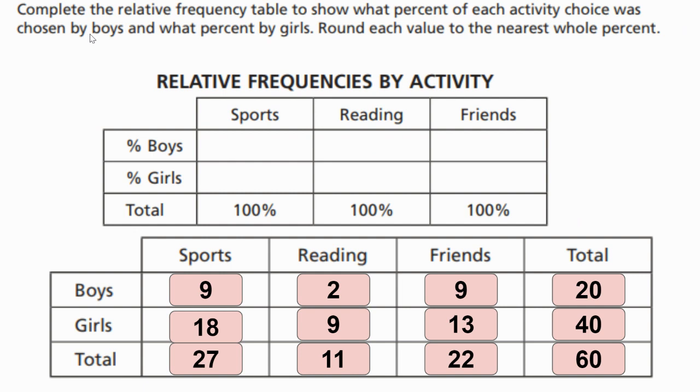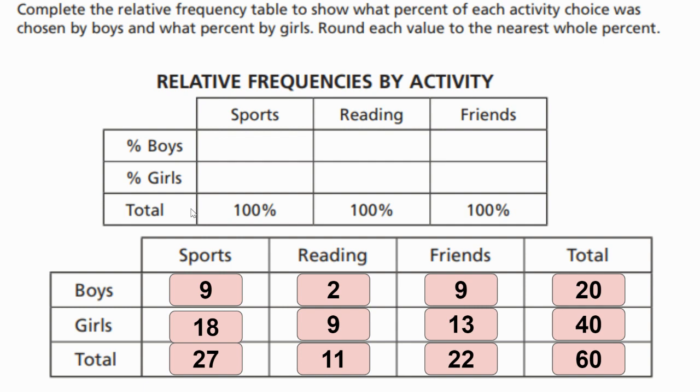Now we're going to complete the relative frequency table to show what percent of each activity choice was chosen by boys and what percent by girls, and round each value to the nearest whole percent. So once again, we have sports, reading, and friends. This is the data that we've had from the beginning. So now we're going to do relative frequency.